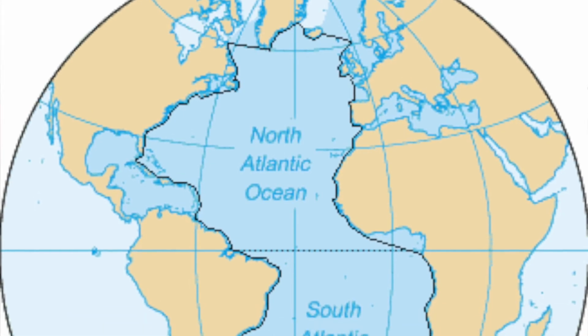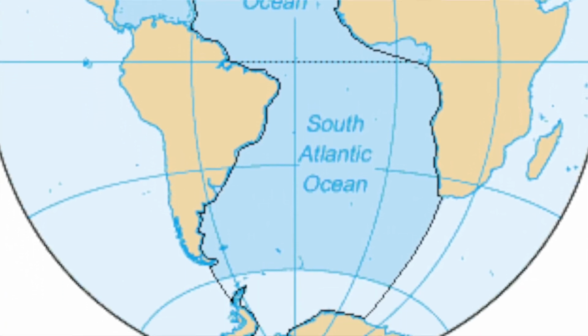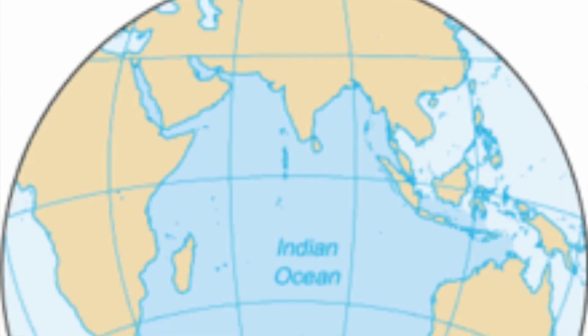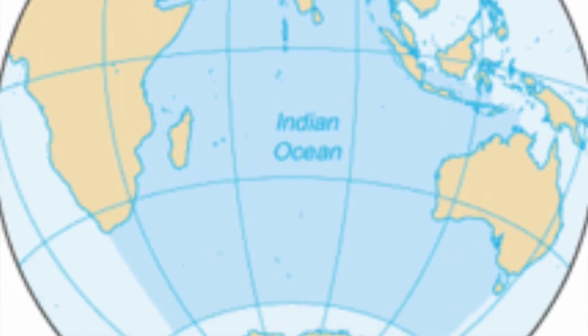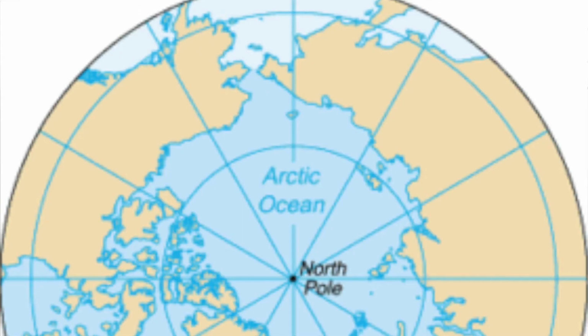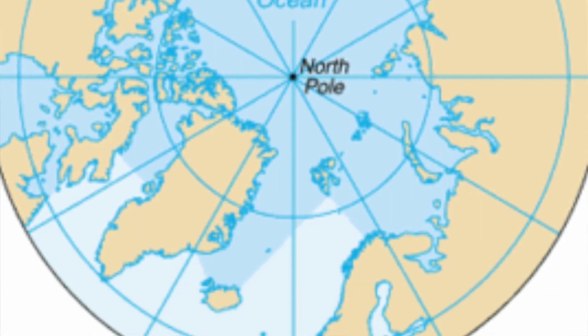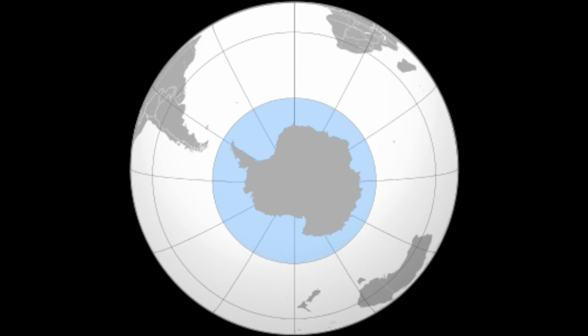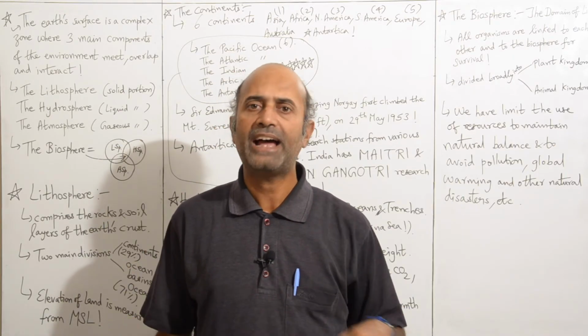Then you have the Atlantic Ocean. The Atlantic Ocean is the second largest ocean after the Pacific Ocean. Then the third largest ocean is the Indian Ocean. The Indian Ocean is the only ocean which is named after a country, which is our own dear country, India. Then we have the Arctic Ocean, which lies near the North Pole and the surrounding areas, and the Antarctic Ocean, also known as the Southern Ocean, lies in the region surrounding the continent of Antarctica.